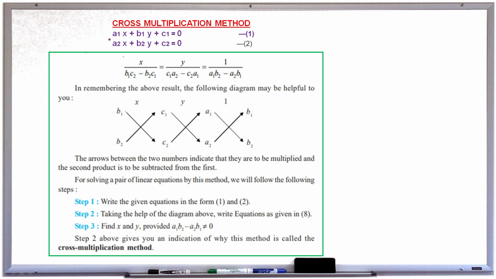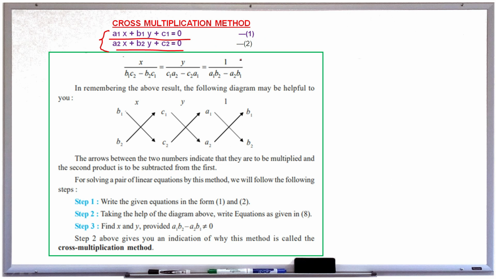Linear equations a1x plus b1y plus c1 is equal to 0 and a2x plus b2y plus c2 is equal to 0, linear equations with two variables. This is the standard form. Now how to solve this standard form of linear equations using the cross multiplication method? Consider the equations a1x plus b1y plus c1 is equal to 0 and a2x plus b2y plus c2 is equal to 0.